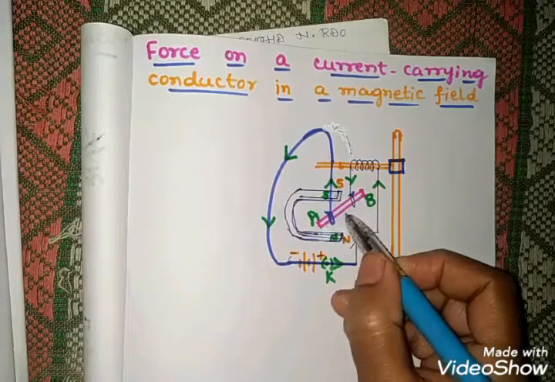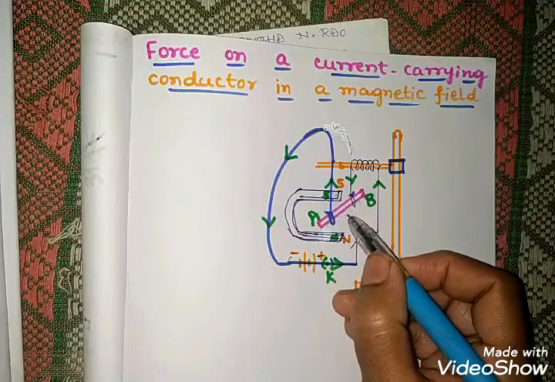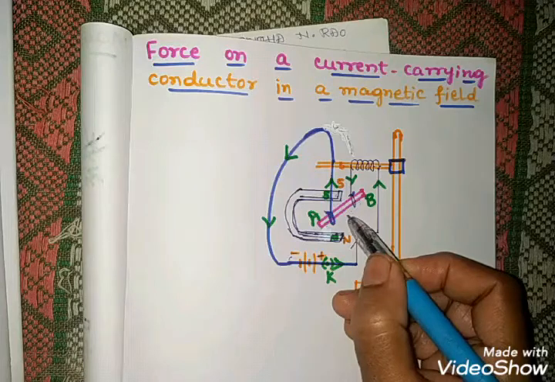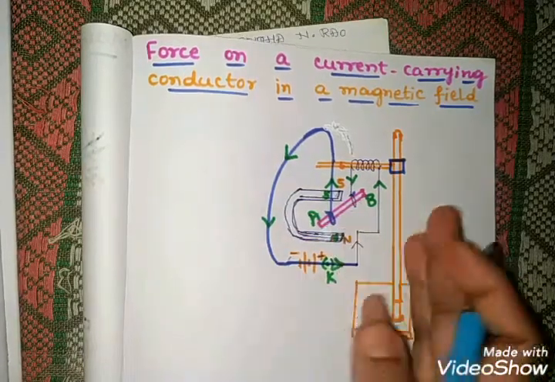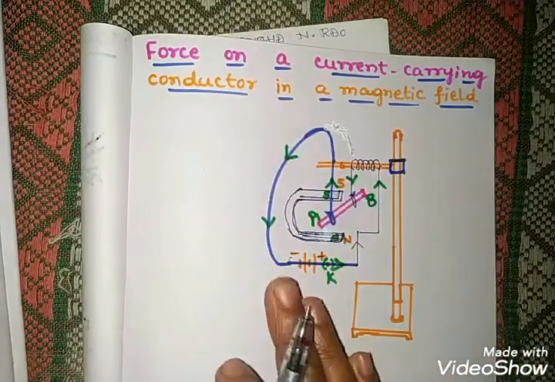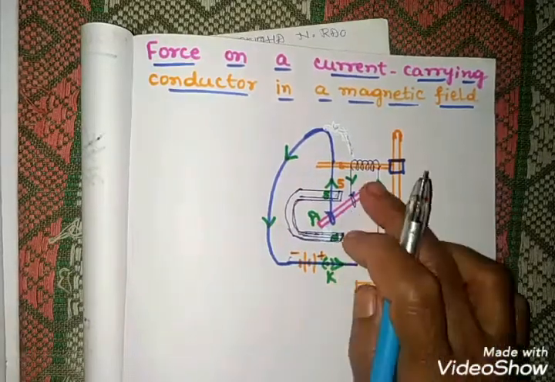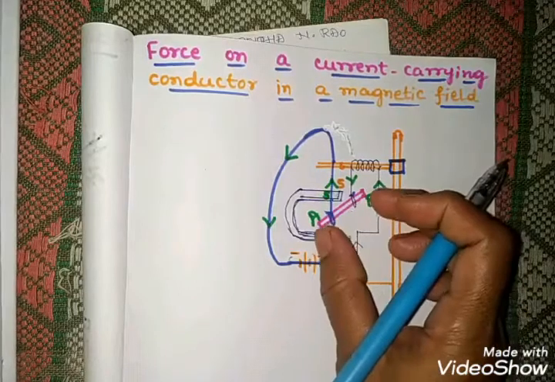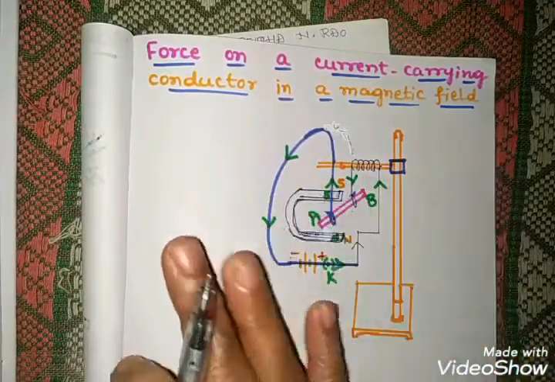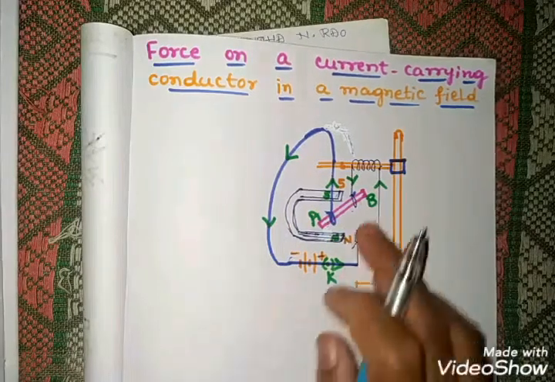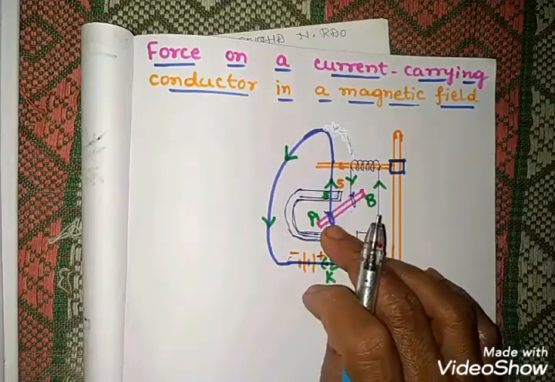Observe, children, what we can observe here now: the rod is displaced towards left. That's what is shown here, children. Whenever current is passing from B to A, the aluminium rod AB is displaced towards left.